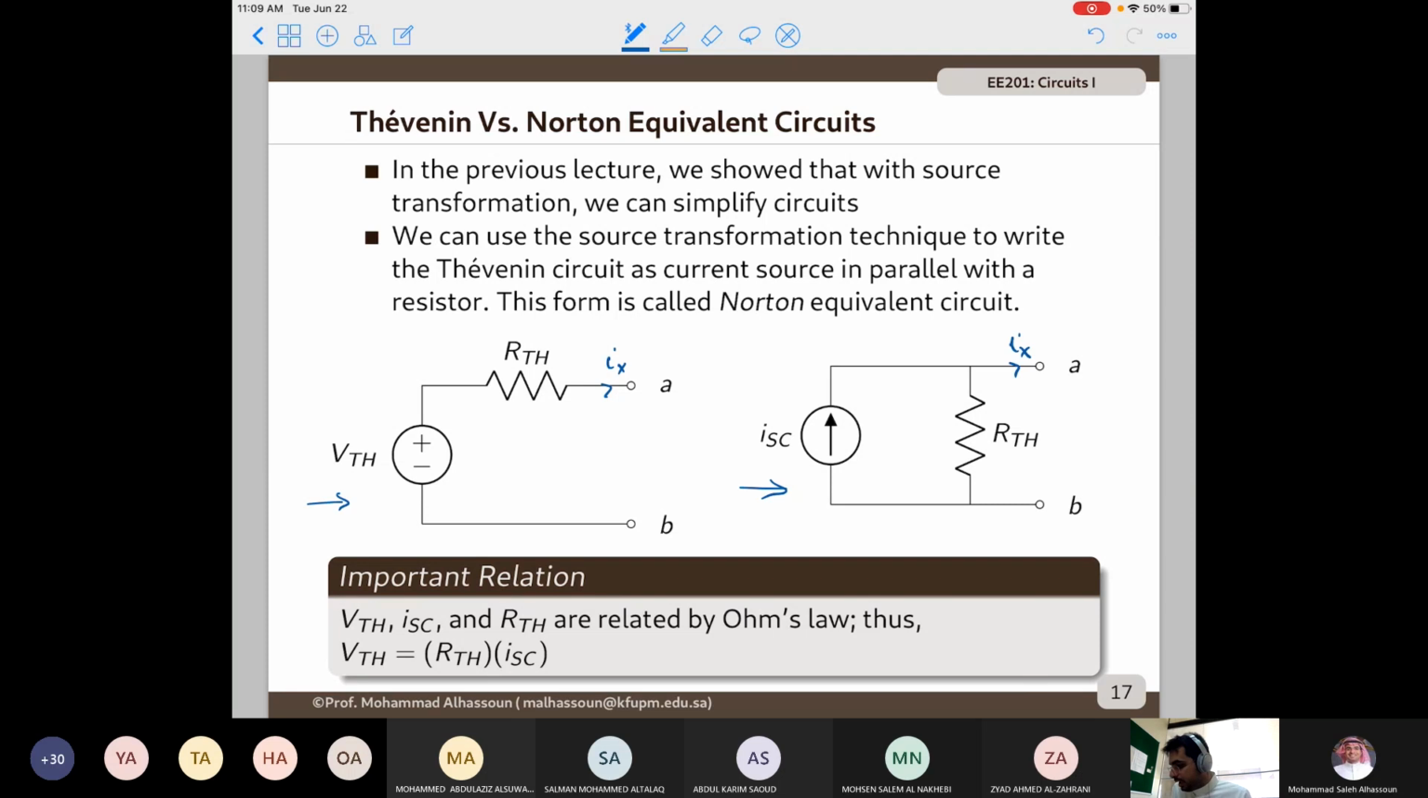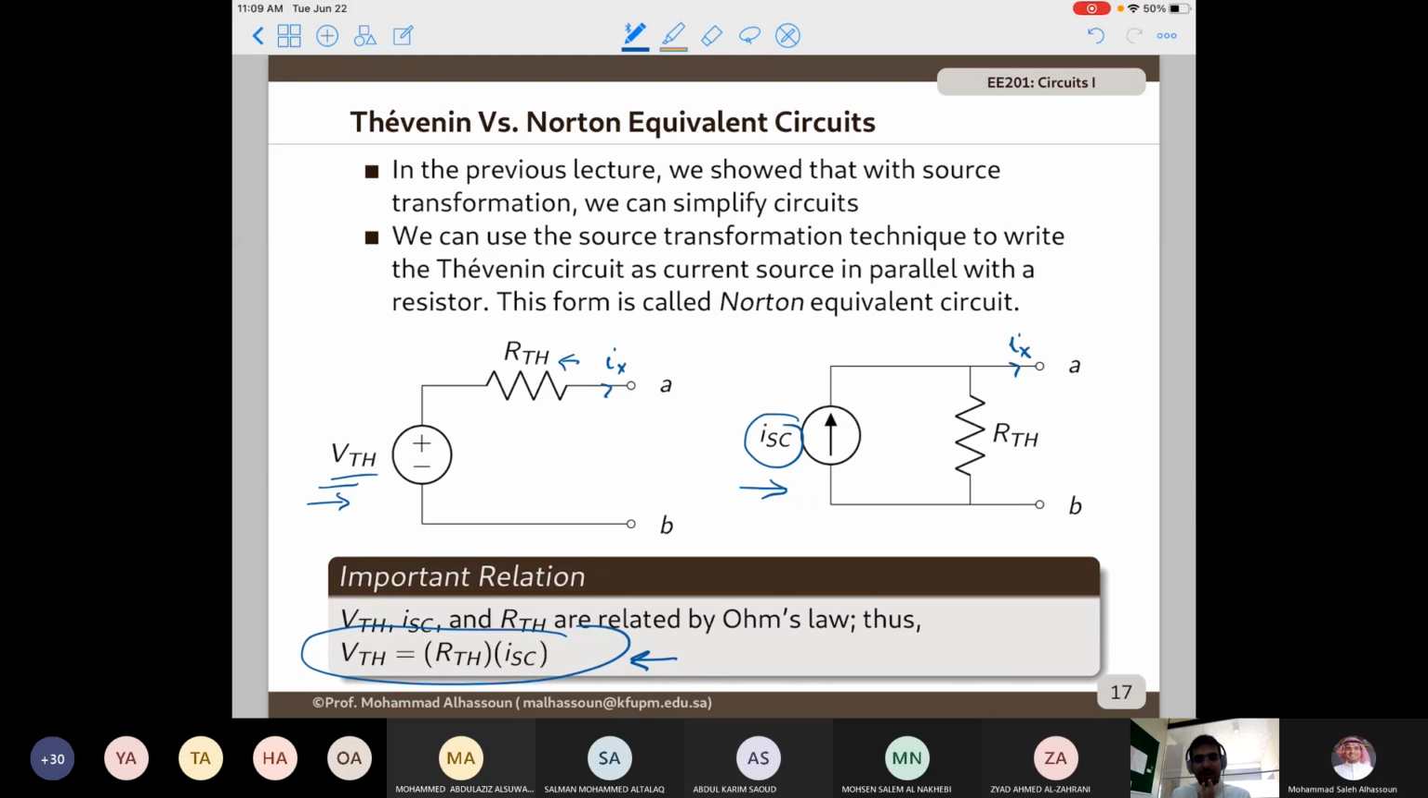So the relation between I short circuit here, this one is called V Thevenin, this one is called R Thevenin, and the current source is called I short circuit for a reason that will become clear in a moment. They are related by Ohm's law. So V Thevenin equals R Thevenin multiplied by I short circuit. Okay, so this is the representation.